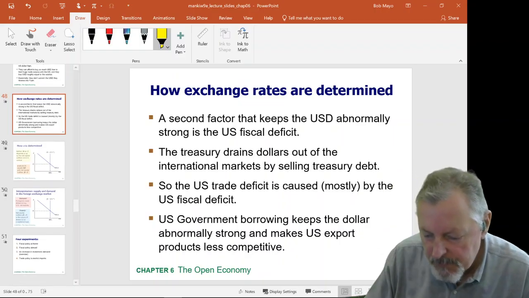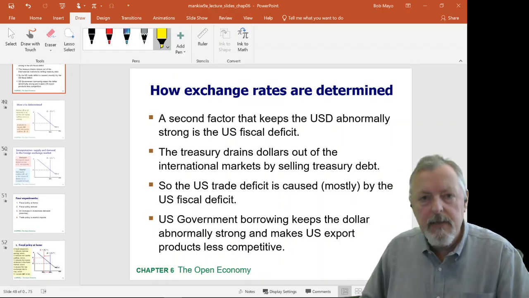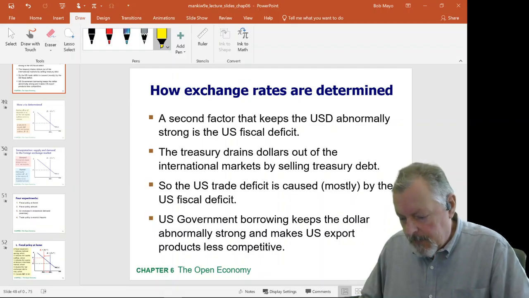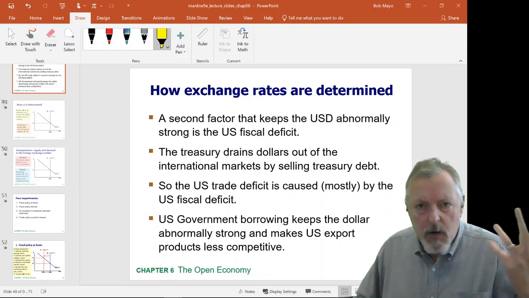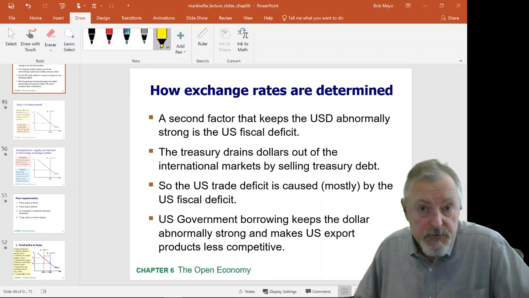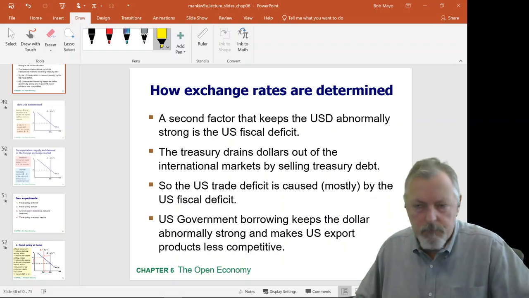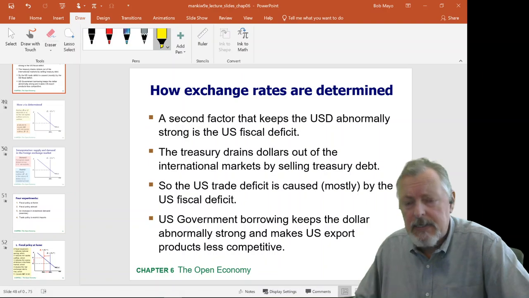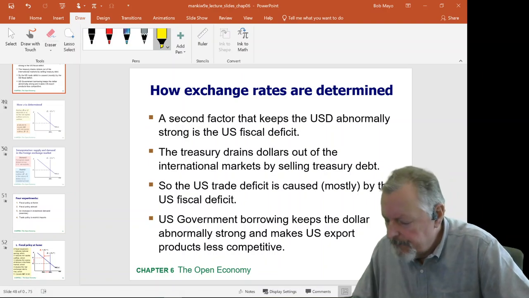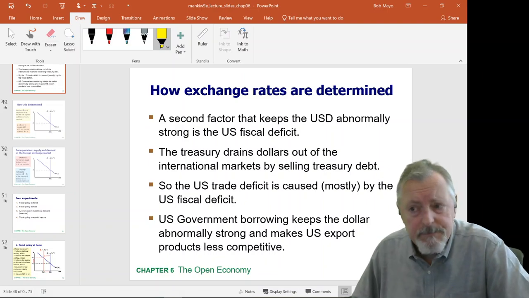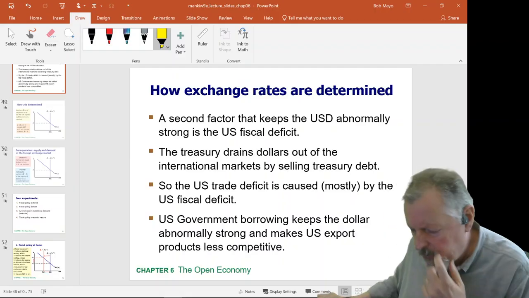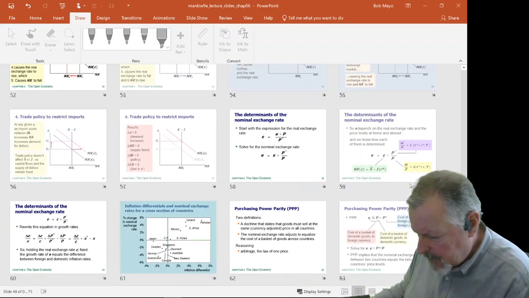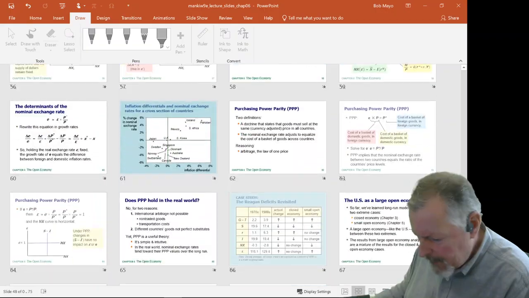But it doesn't happen because the United States is a unique country. We can essentially borrow as much as we want since it's the reserve currency. We never have the danger of not being able to pay our bills, collectively, that is, because we can just print more dollars. Anyway, that's the connection between fiscal policy and trade policy.